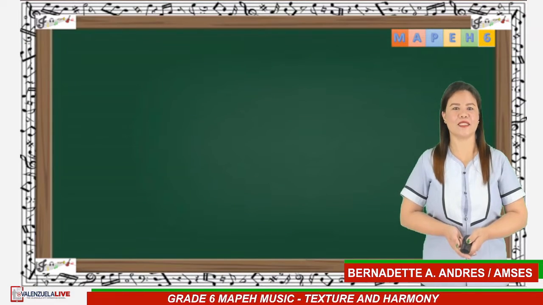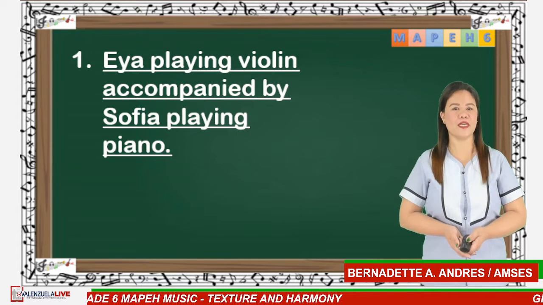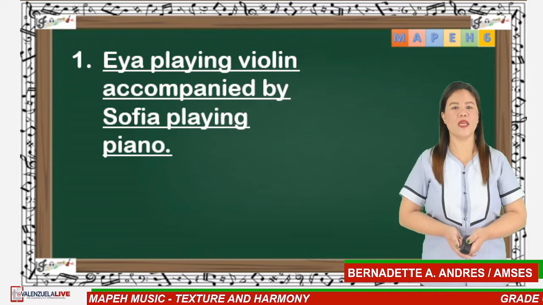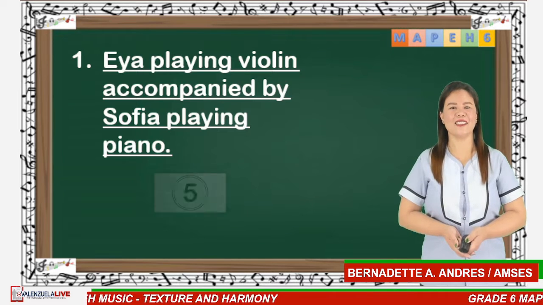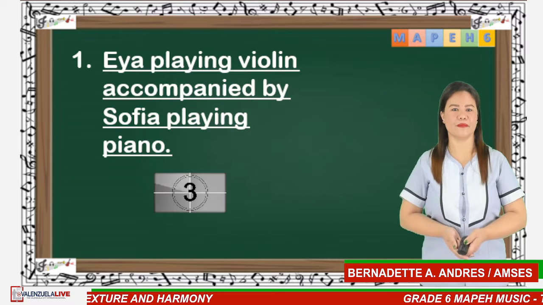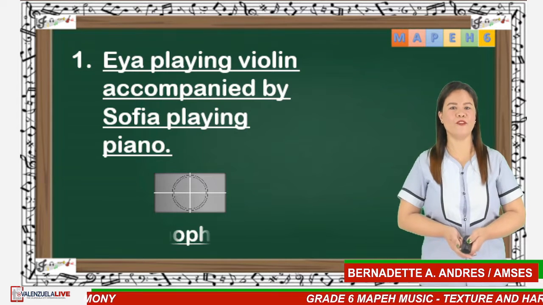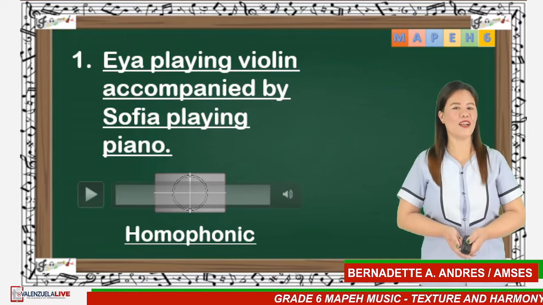Let's start. Number 1, Aya playing violin accompanied by Sophia playing a piano. Your timer starts now. Let's see if your answer is homophonic. You are correct.